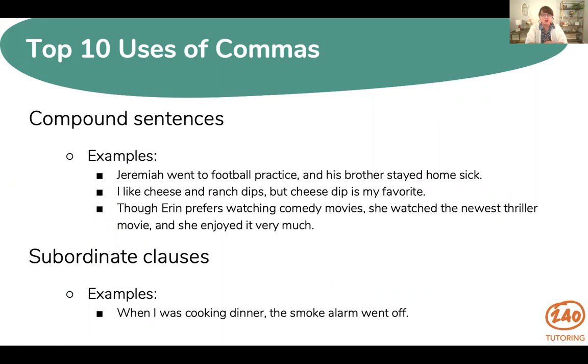So our first use is in compound sentences. When you have two independent clauses that are joined by a coordinating conjunction, use a comma before that conjunction. So in this example, Jeremiah went to football practice, and his brother stayed home sick. We have two independent clauses, and they're joined by a coordinating conjunction, the word and. When you see that, we're going to put a comma before that coordinating conjunction.